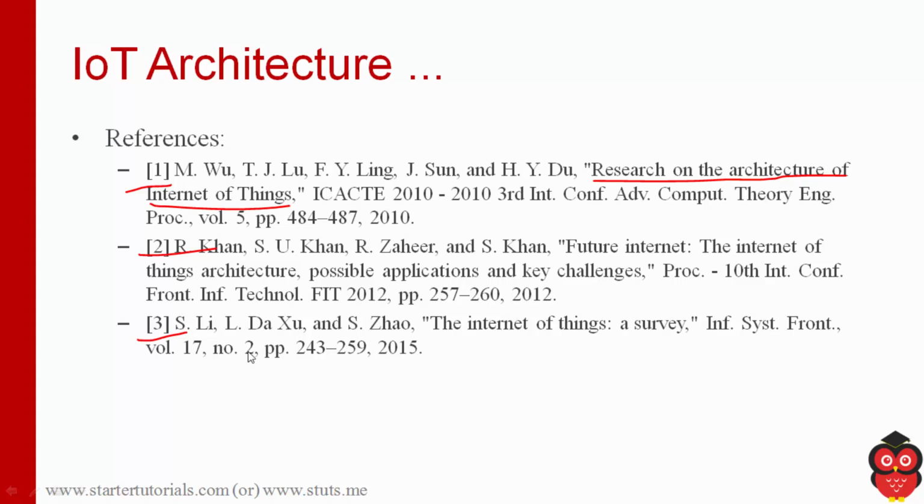Okay, so the first paper is Research on the Architecture of Internet of Things, and the second paper title is Future Internet: The Internet of Things Architecture, Possible Applications and Key Challenges. And the third one, the name of the paper is The Internet of Things: A Survey. So you can go to Google and search for these titles. You will get the paper. You can download the paper and read that paper.